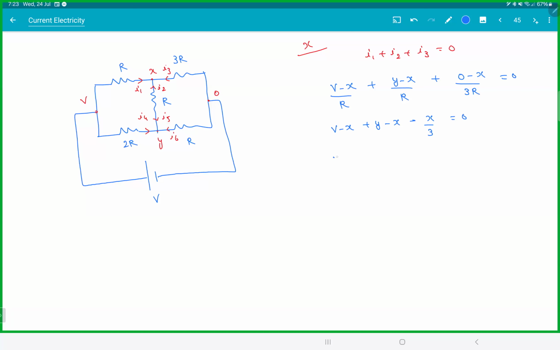This guy would be X plus X2, 2 plus 1 by 3, 3 to 6, 7X by 3 minus Y is equal to V. When you do the same thing for Y, what will you do with the equation? Solve them, no? Don't be lazy.